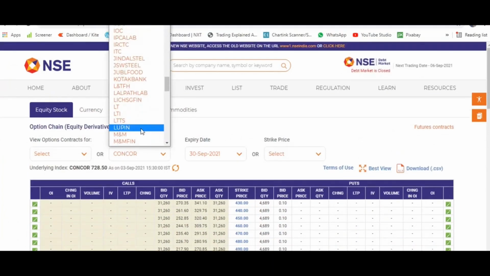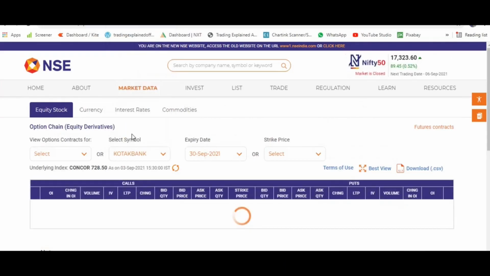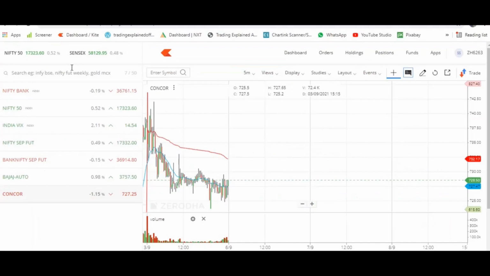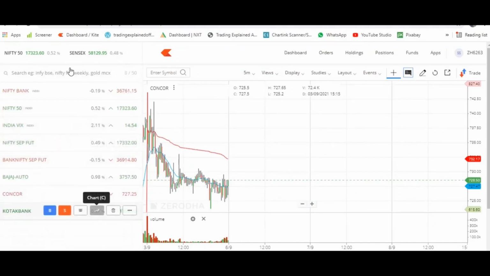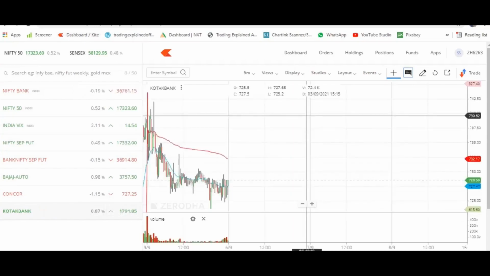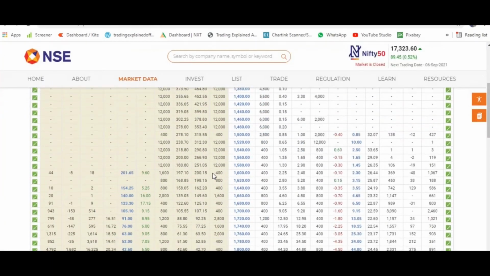Let's see another one. Let's go for Kotak Bank. All right, let's see a chart of Kotak Bank as well. Why am I looking at the daily chart? Because the daily chart gives an idea of how things are going with that particular equity, how things are with that particular stock.